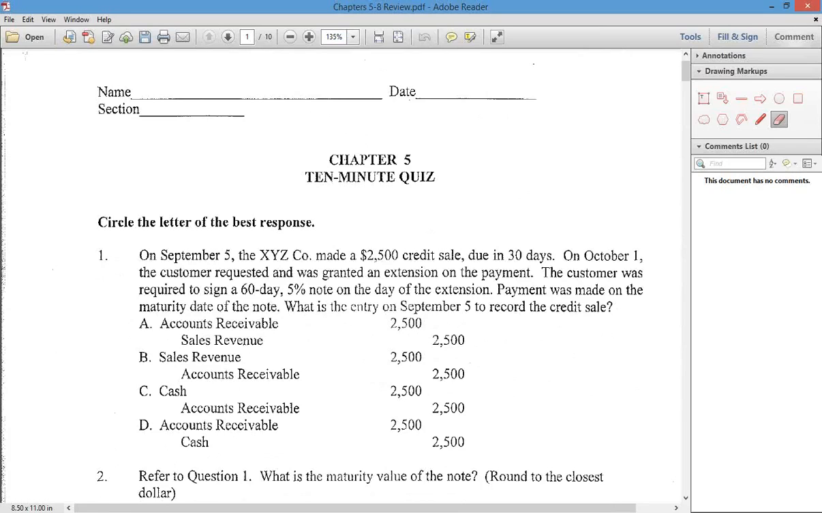Another concept that's introduced in this chapter is subsidiary ledgers. If we have on our balance sheet an account called accounts receivable, that is a control account. That is the total of all of our customers' accounts and what they owe us. We have to keep a separate or a subsidiary ledger to know what each individual customer owes us.